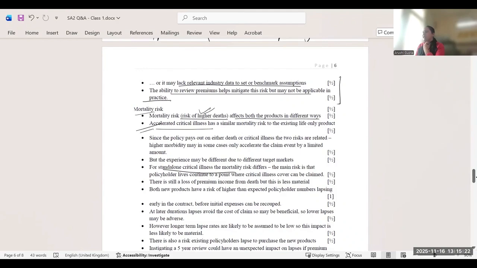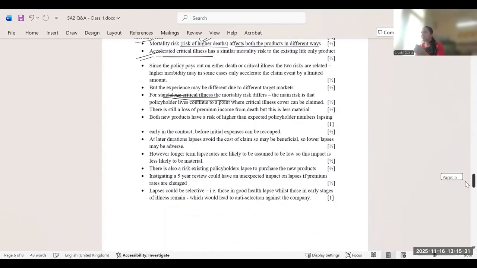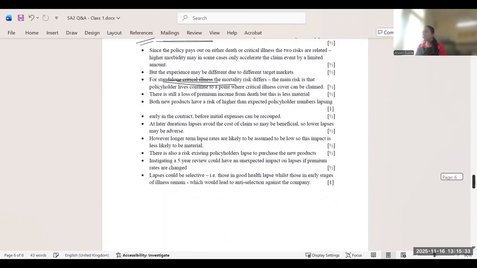They discuss what the impact is on the ACI. Then they discuss what's the impact on the SCI, that the risk differs. Similarly, this point we also covered. Then they come to other types of risks like lapse risk.